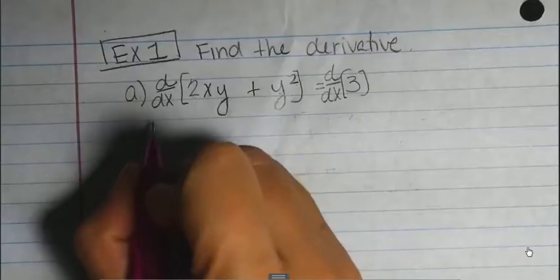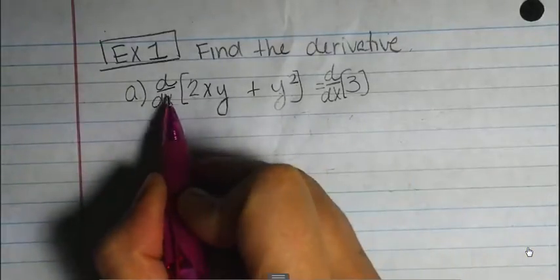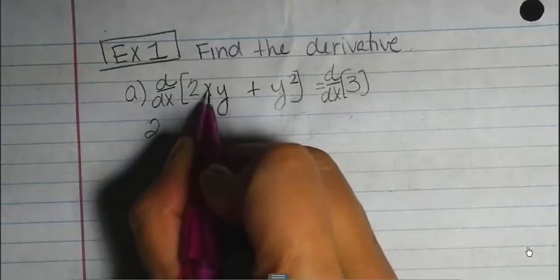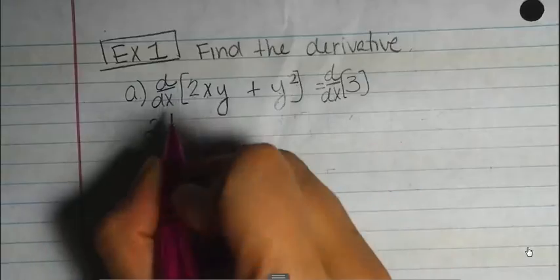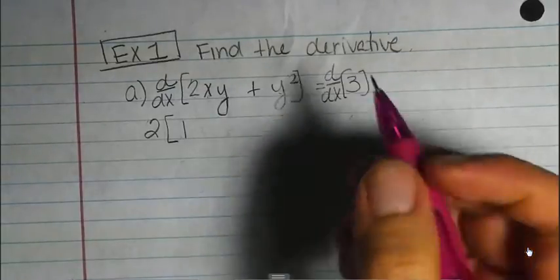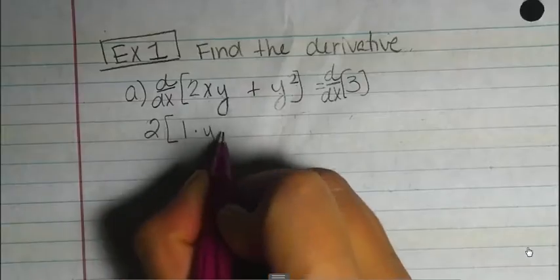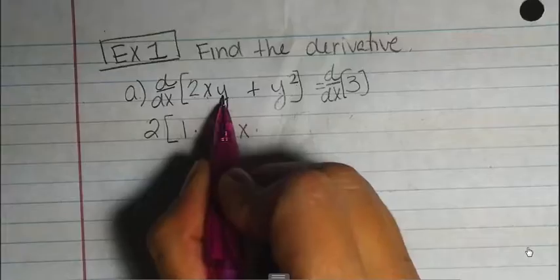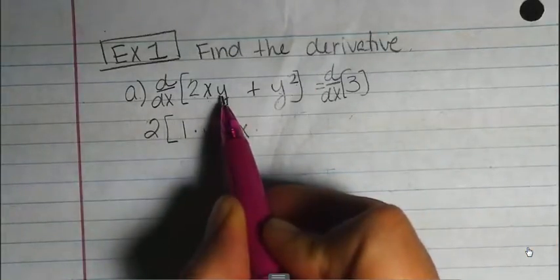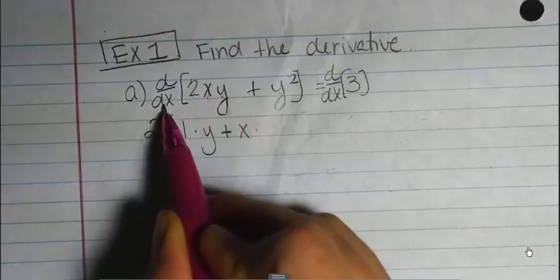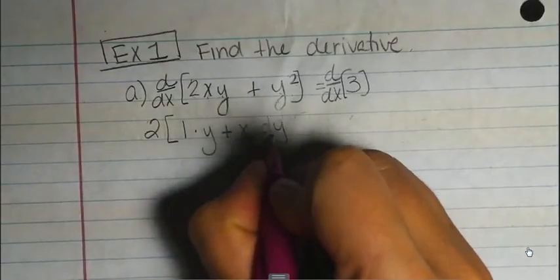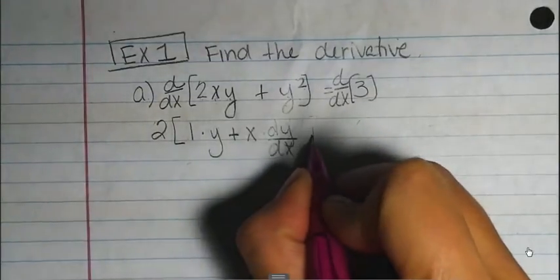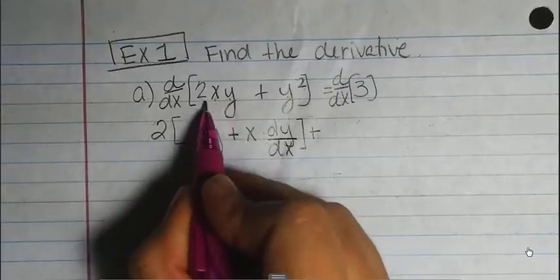So I'll pull the 2 out just like I would with any other coefficient, and now I'm going to do the derivative of this product. So the derivative of the first, which is the derivative of x with respect to x, which is really just 1, times the second, which is y, plus the first, which is x, times the derivative of y. Now this is one of those times where you think about doing the derivative of y with respect to x. Well, that's really just dy/dx, the derivative of y with respect to x.